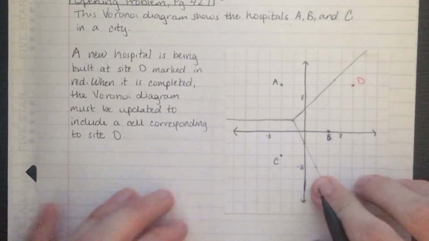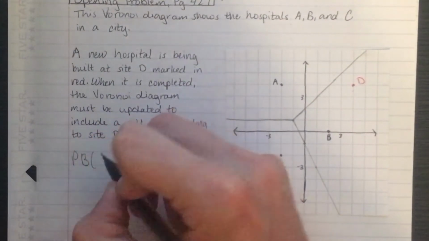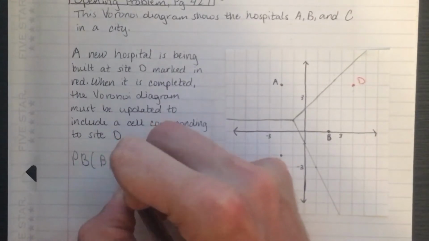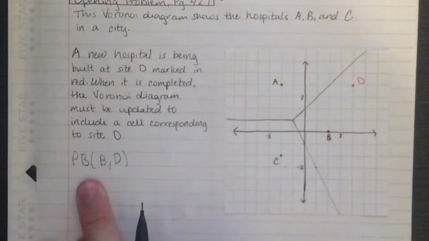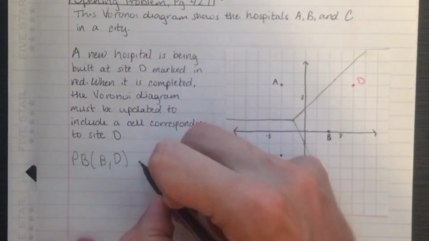We're going to do a perpendicular bisector of BD. This is just some notation that we need to familiarize ourselves with, the perpendicular bisector of BD. So we've got to get the midpoint first.